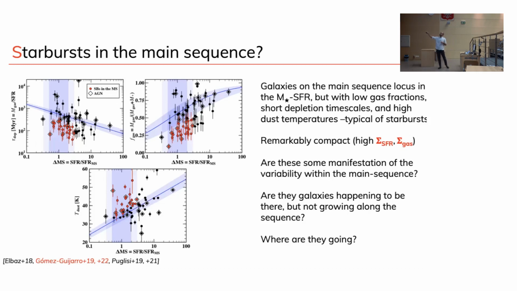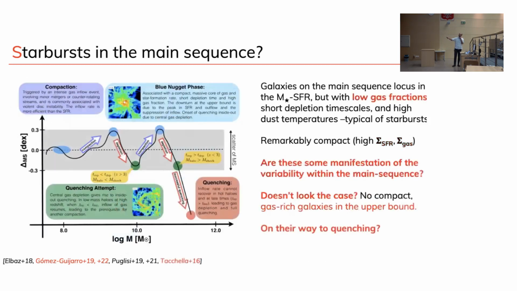So is this just some variability of the main sequence, something that maybe simulations predict, like I showed you before, or is it something else? And are these galaxies just happening to be on the main sequence, or are they actually growing along the main sequence? And if they're actually not on the main sequence, but they're moving out of it, where are they going? Again, this is pretty recent work. This is the work from Carlos Cascado. This is the work from the group I work with. And this is again the picture.